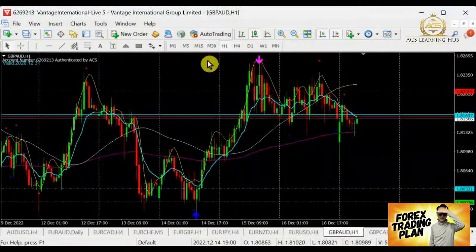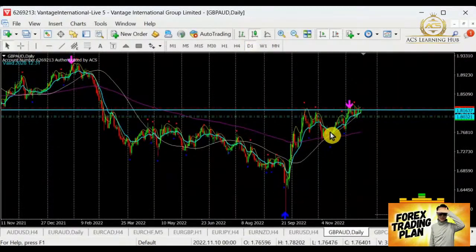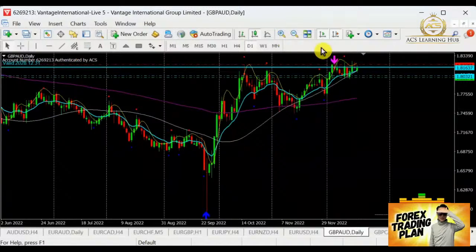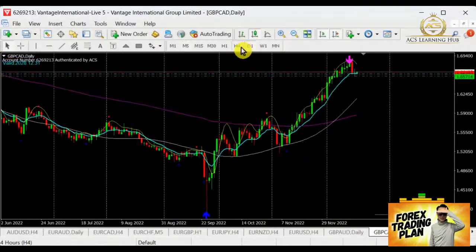All right. Pound Aussie. Let's take a look at Pound Aussie. Pound Aussie, very obvious. We are still in the bull. The bull is trying to test up there. So tentatively, we are just leaving this out first. Okay. And for Pound CAD, over here.